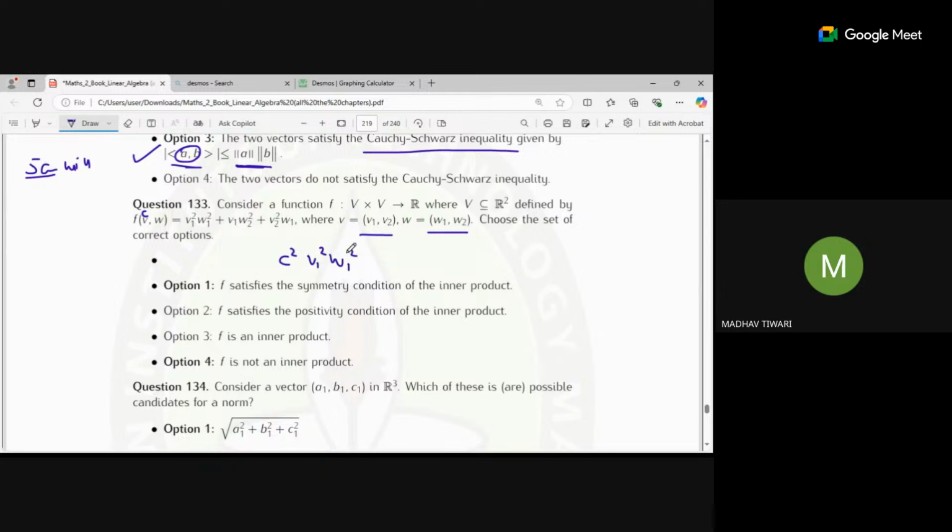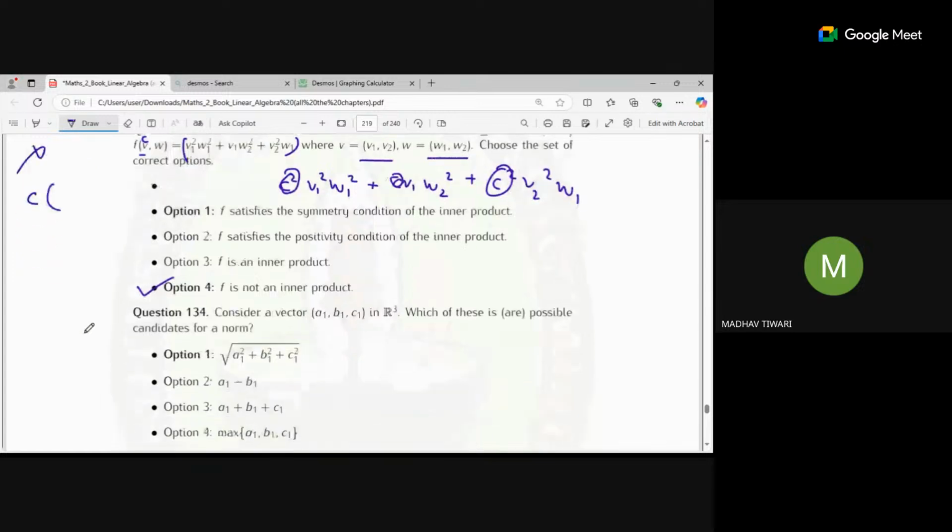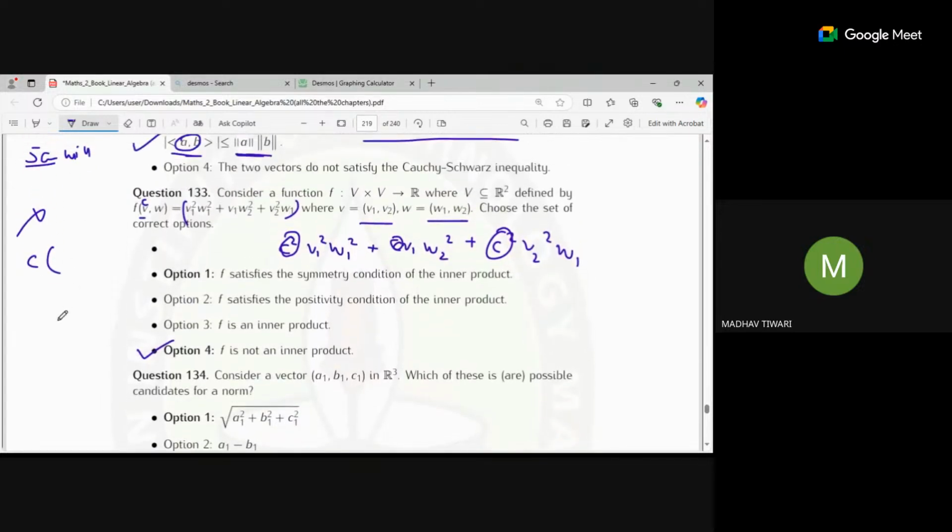W1 square plus CV1 W2 square. Next will be C square V2 square and W1. Here you can see if I am multiplying V with C, then it should be equal to C times this part, right? But you can see somewhere it is multiplied by C square and C. So this property doesn't hold, and that's why it is not an inner product space. You can check by yourself. If you still face some problem, then you can tell me. This property will fail here.